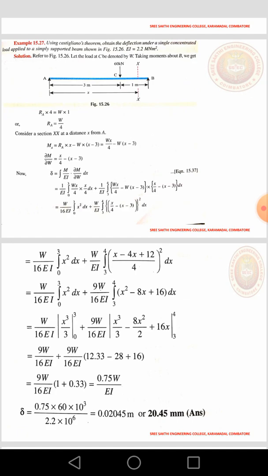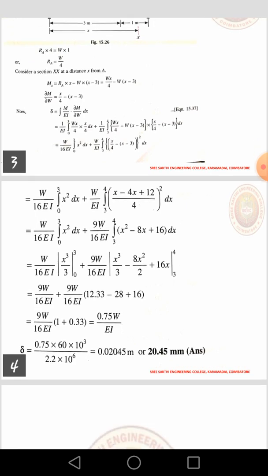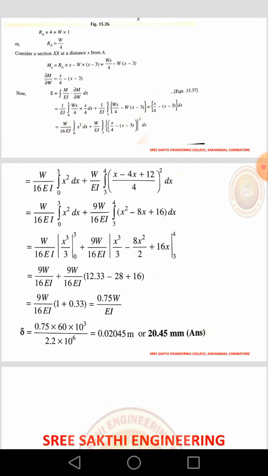Okay, so we can get like this. Here the x divided by 4 minus (x minus 3) values are like the (a minus b) whole squared formula, so we have to apply the (a minus b) whole squared formula. After applying it, we get W divided by 16EI into the integral from 0 to 3 of x squared dx, plus W divided by EI, integral from 3 to 4 of (x minus 4x plus 12) divided by 4, whole squared, dx.